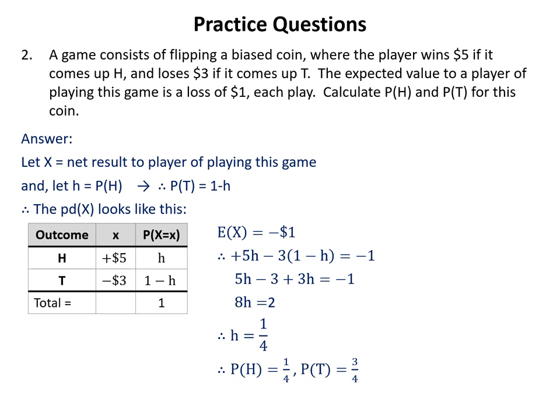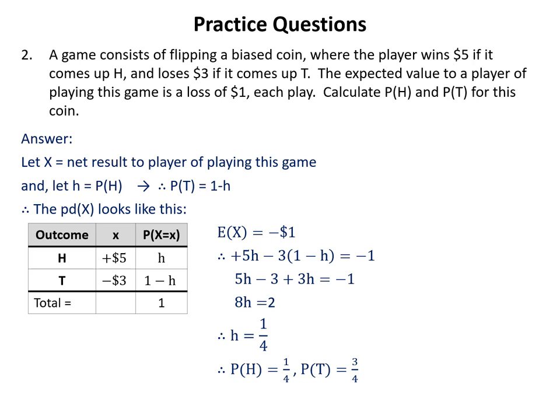We have our outcomes of heads and tails with respective x values of plus 5 and minus 3 for the $5 win and the $3 loss. And the probabilities that go along with that are little h and 1 minus little h. And so rather than solve for the expected value of x, since we know it's minus 1, we actually set up an equation where we use the formula for expected value of x, the sum product, and we equate it to our given expected value. We're told it's a loss of $1, so we equate that with minus 1.